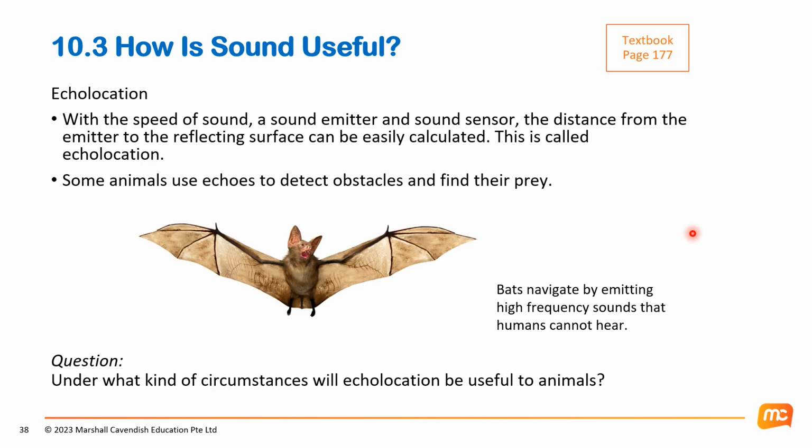So echolocation is a method in which some animals like bats can figure out the distances to objects. In fact, that is how they detect obstacles and hunt at night when they are nocturnal and very active.